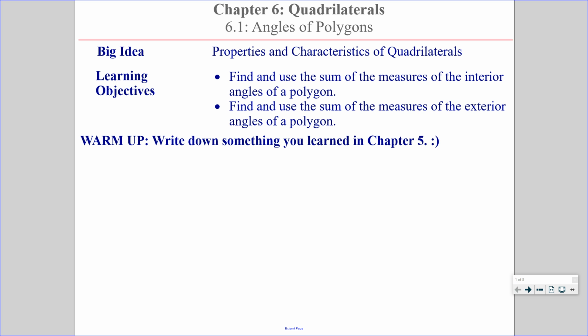Today we don't get too into quadrilaterals. We kind of look at different types of polygons, and we're specifically focusing on the measure of the angles of polygons, both interior and exterior. That's what we're going to focus on today. And then you can see as we work through chapter 6, we'll get into all types of quadrilaterals. And there's so many good ones. Parallelograms, trapezoids, squares, kites. There's just so many fun ones. Okay.